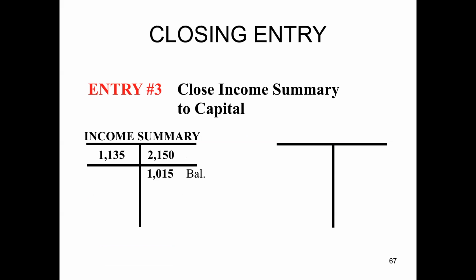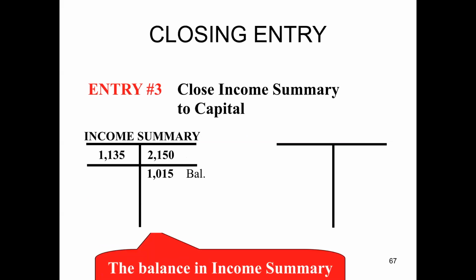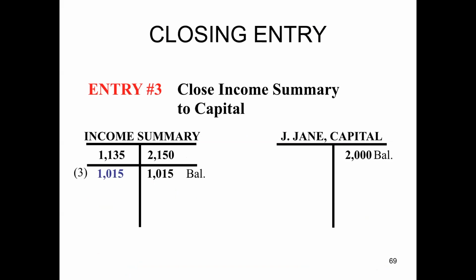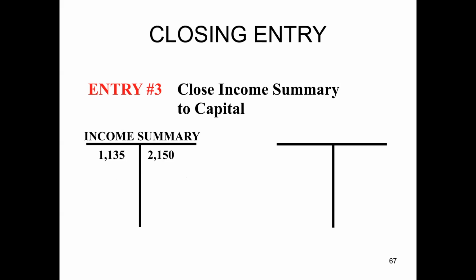1,015. If you notice, this 1,015 is actually the net income. All right. If you want to check, you can go back to the worksheet on the previous slide. Right now, the balance of income summary is 1,015 credit, right? So, to close income summary, we have to debit 1,015 to reflect a 0 balance.